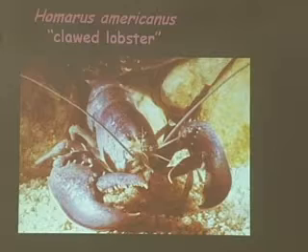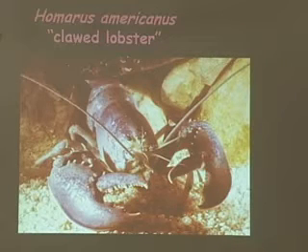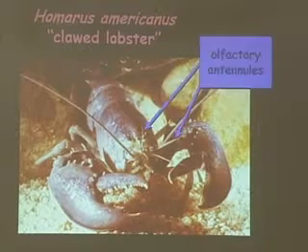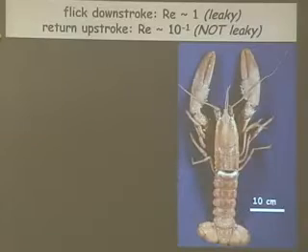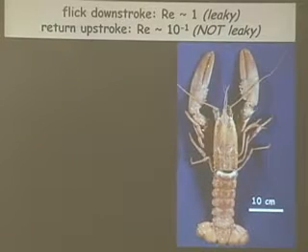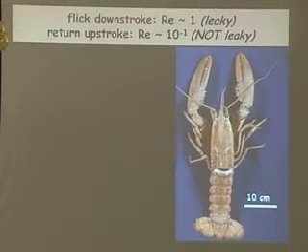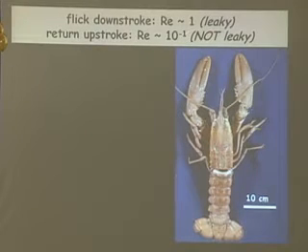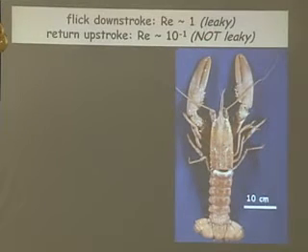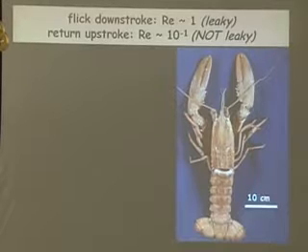We did similar measurements on a different species of lobster, the clawed lobster, and here are its olfactory antennules, and we found the same thing, that the downstroke of the flick happens at a Reynolds number of about 1. We'd expect the array of hairs to be leaky. The return stroke is slower at a Reynolds number of 10 to the minus 1, and we would expect the hair array not to be leaky.